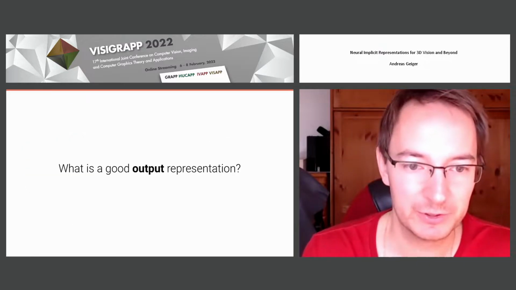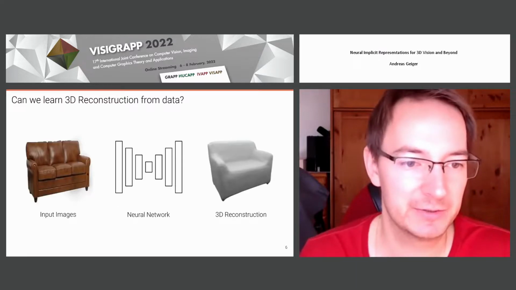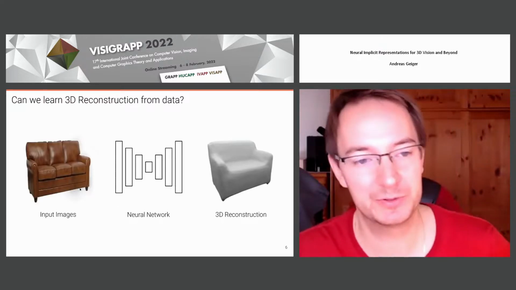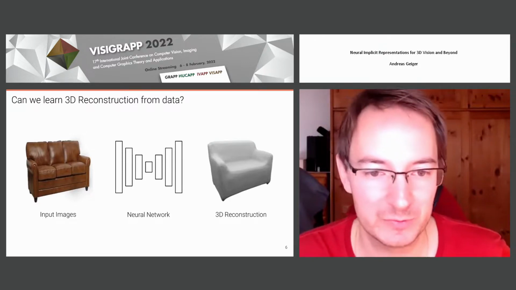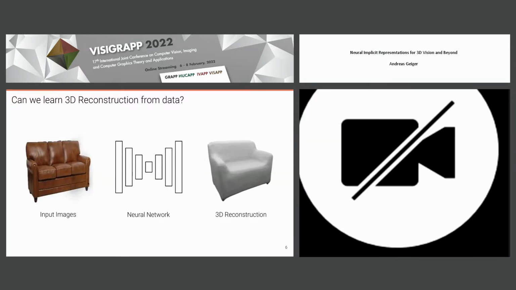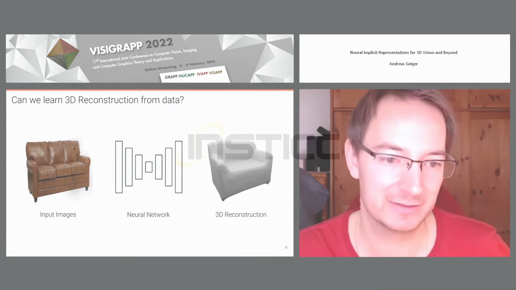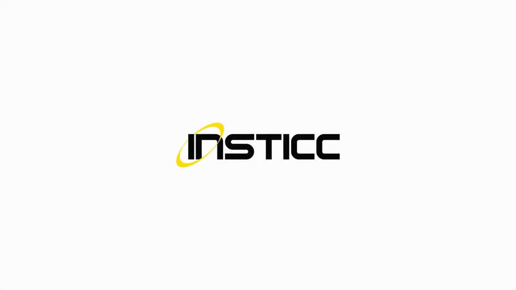Now, an important question to ask is, what is a good representation? Well, the input is clear, right? It's a 2D image, and we know how to process images. We have convolutional networks or, more recently, vision transformers, so we have very good models that take an image matrix, a pixel matrix, as input. But what should be the output?